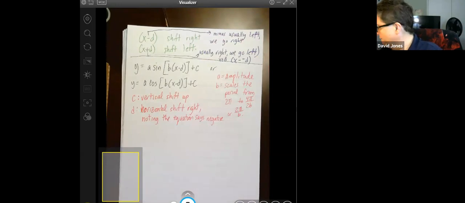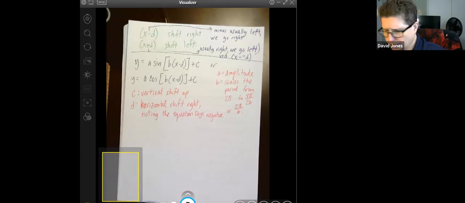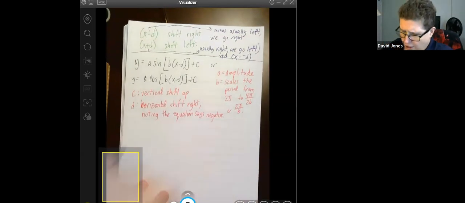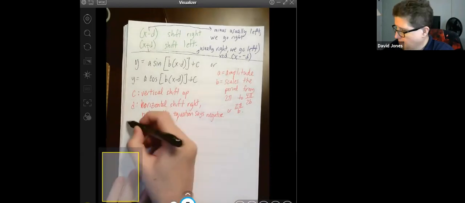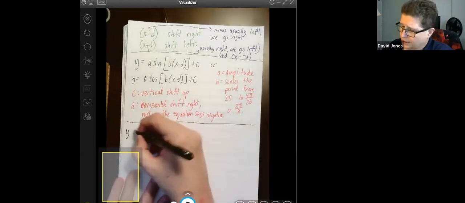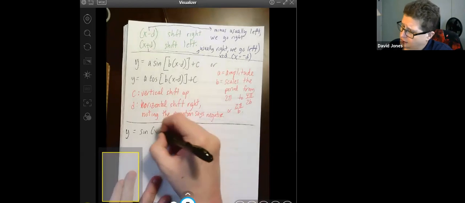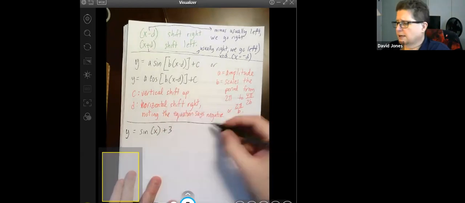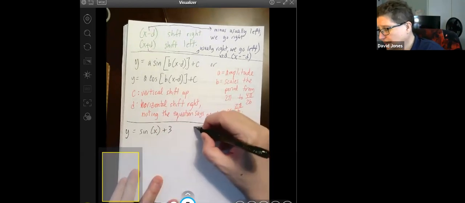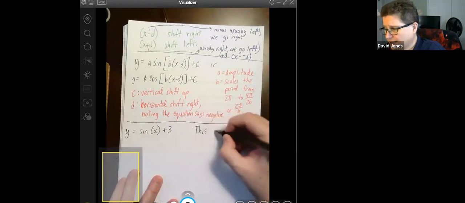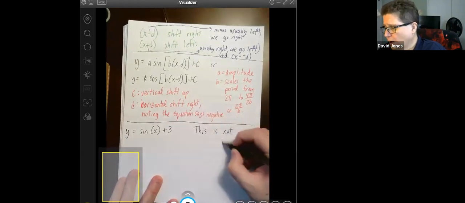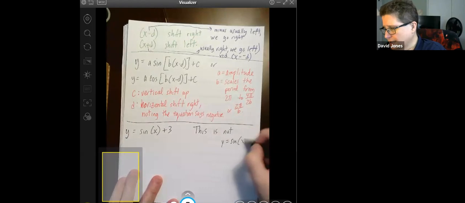So we can look at a few equations. Let's try it out and then go through some general rules. Let's look at some simple ones. Let's start off with y equals sine of x plus 3. This is different. This is not y equals sine of x plus 3.